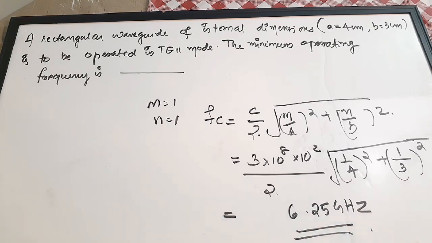I'm telling it once again, if you have not converted both to centimeters or both to meters, you won't get it as gigahertz. You will get the 6.2, but you won't get it as gigahertz. So please convert both to the same units, either centimeters or meters. Anyway, the cutoff frequency or the minimum operating frequency for this TE11 mode is 6.25 gigahertz.